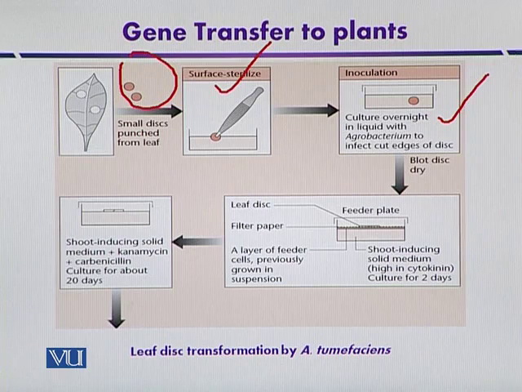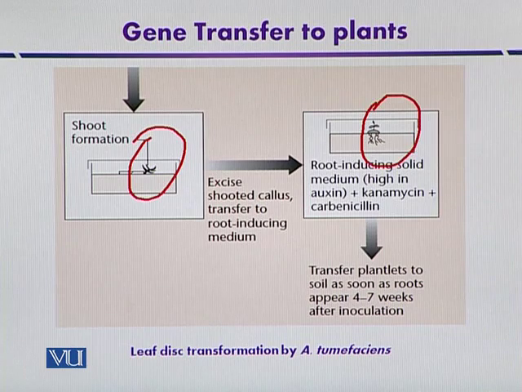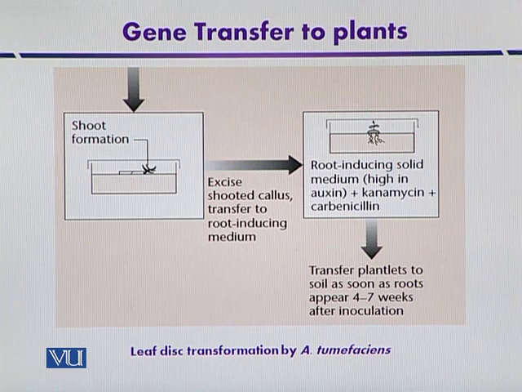here it is first transferred for shoot induction, and then it is further transferred onto a medium that contains kanamycin and carbenicillin for 20 days, so that plantlets can be generated from the transformed cells. After that, when plantlets are generated and shoot formation is there, they are further transferred to the soil as soon as roots appear after 4 to 7 weeks. So this is the basic strategy by which we can transform leaf discs.